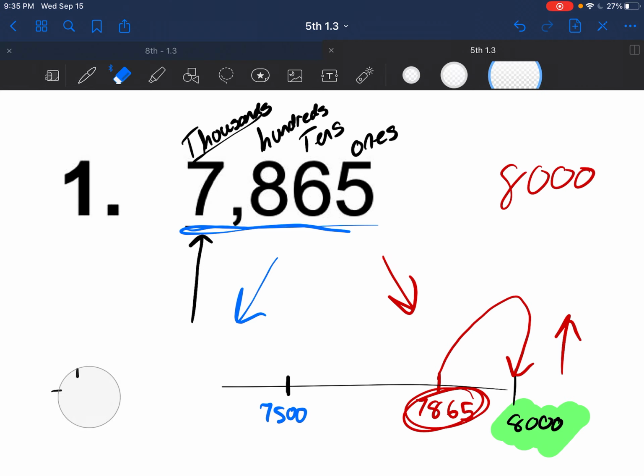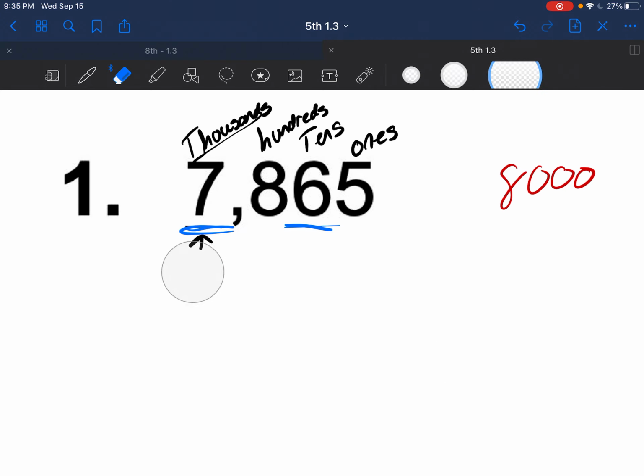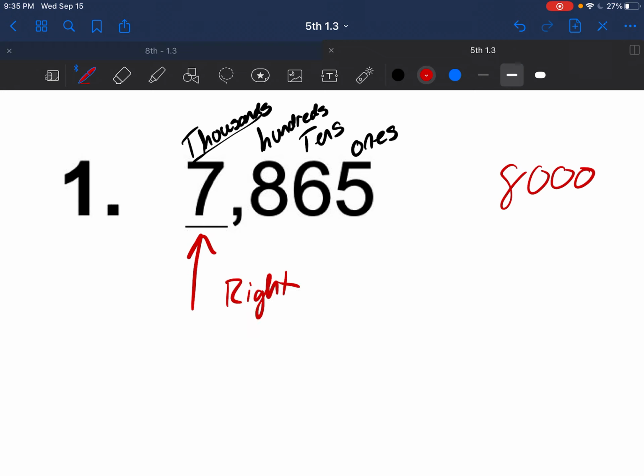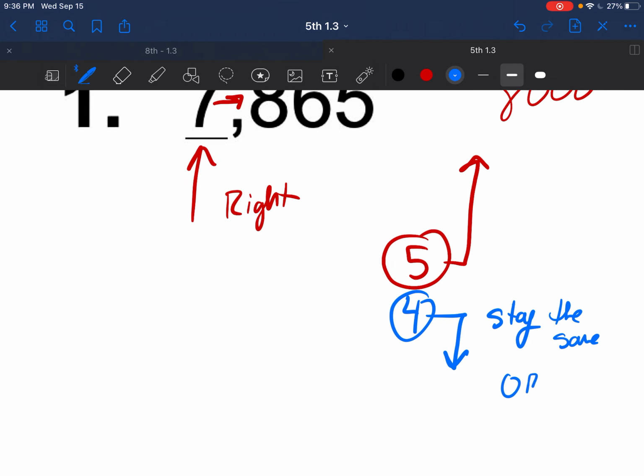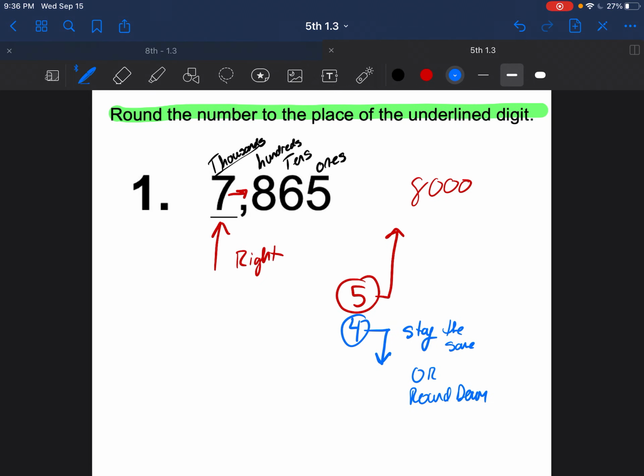Now, that's the old school way of doing it. We're going to do it new school. So how do we do that? We're going to look at this number, 7. The rule is we want to look to the number to the right. So what's right next to the 7 is going to be 8. Now, here's the rule, ladies and gentlemen. If the number is 5 or bigger, you round up. If the number is 4 or smaller, you're going to stay the same or round down.